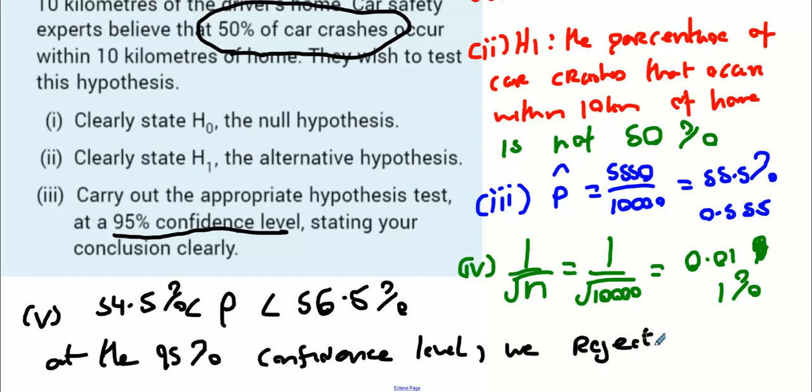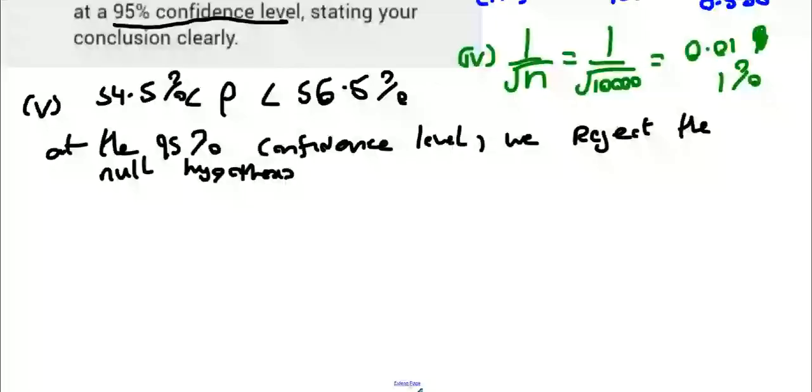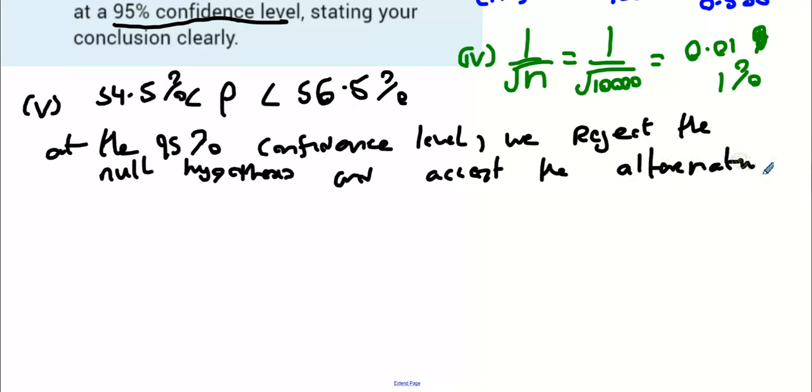rejecting their claim, aren't we? So we reject the null hypothesis. The null hypothesis is the claim that they're true. We reject the null hypothesis and accept the alternative hypothesis. Is that all right?